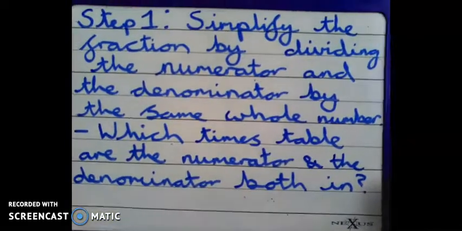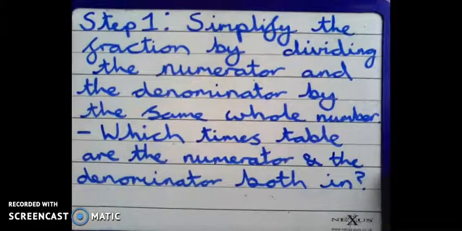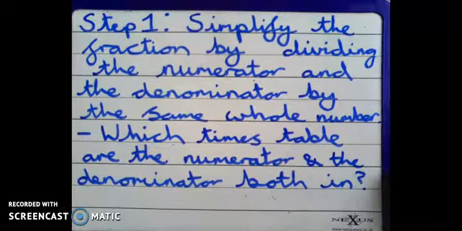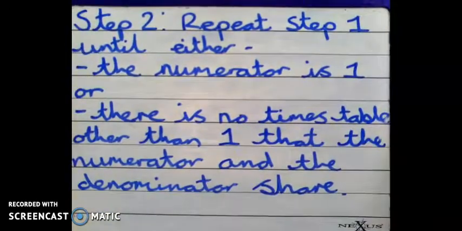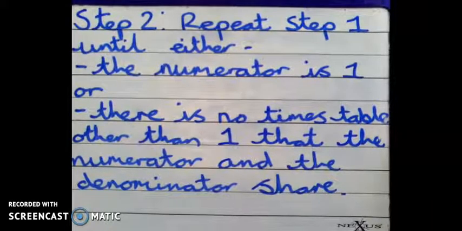Let's go through those steps again. To show a fraction in its simplest form, we must divide the numerator and the denominator by the same whole number. Ask yourself which times table both the numerator and the denominator are in. Step 2, repeat step 1 until either the numerator is 1 or there is no times table that the numerator and the denominator share.